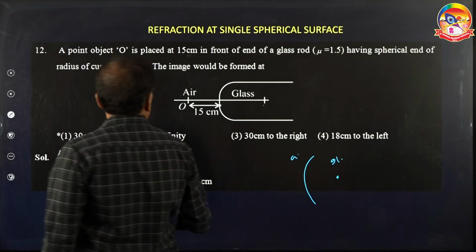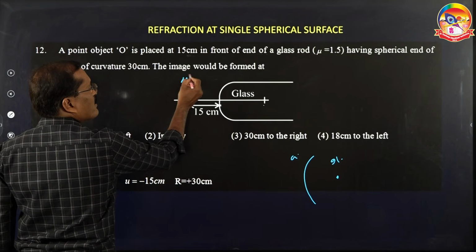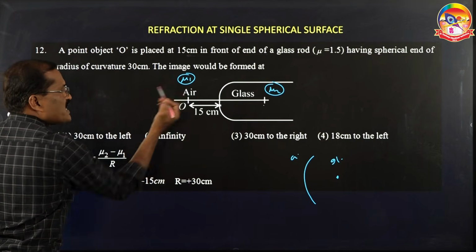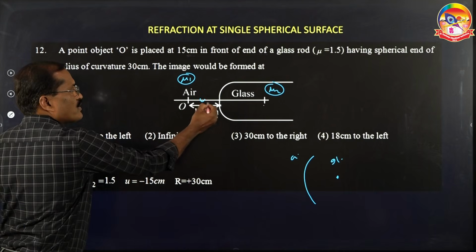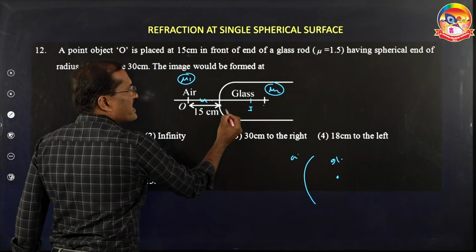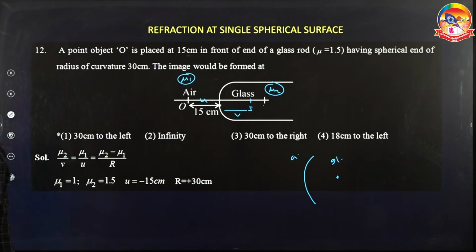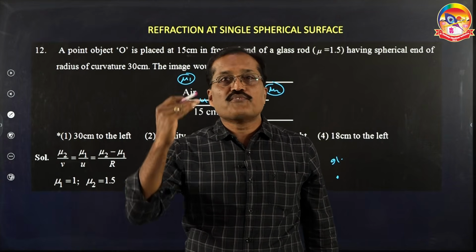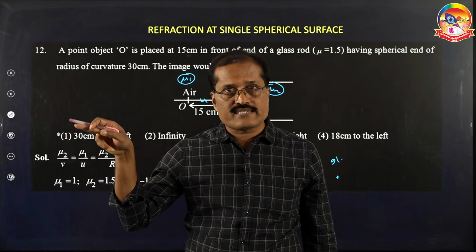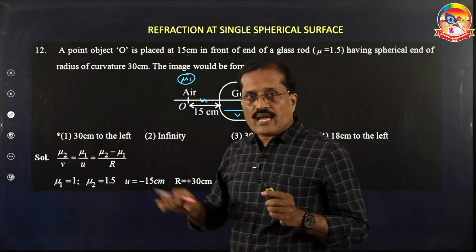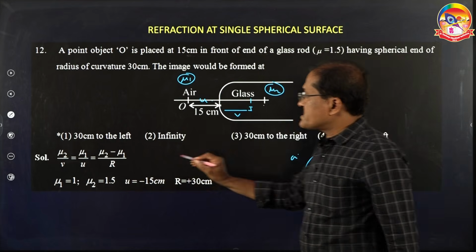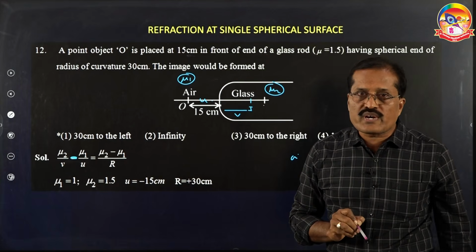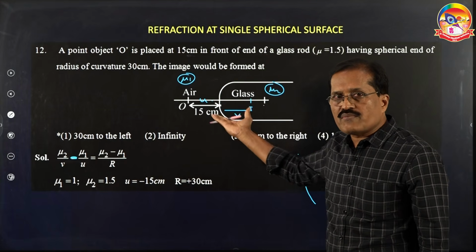I will take this as the first medium, the incident medium, and this is the second medium. Whenever the object is placed in front of it at a distance u, let us take that the image will be formed here at distance v. Then what is the relation between u and v? Already we did it in the case of mirrors: 1 by v plus 1 by u is equal to 1 by f. Now in case of refraction at a single spherical surface, we use mu2 by v minus mu1 by u is equal to mu2 minus mu1 by r, where mu2 and mu1 will be given.